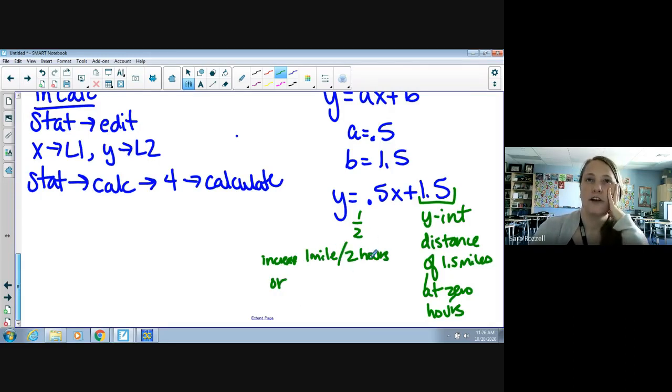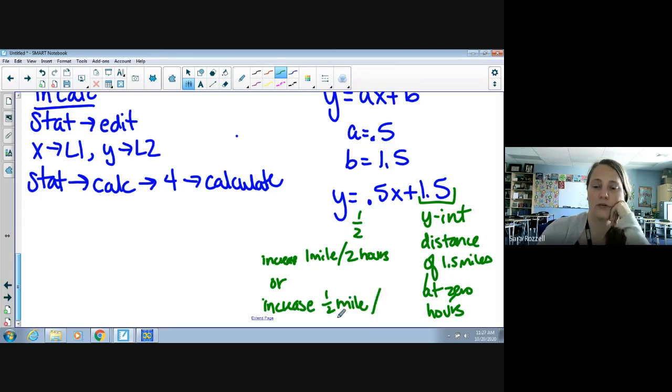If it's 1 mile for every 2 hours, how much is it for 1 hour? How many miles would you increase for 1 hour? Half a mile. Yeah. So you could also say it's an increase of a half mile per 1 hour.